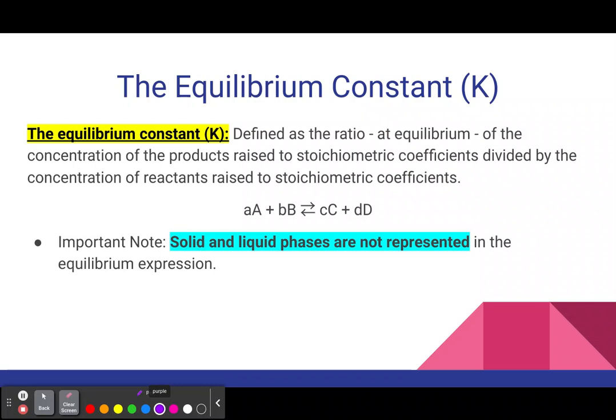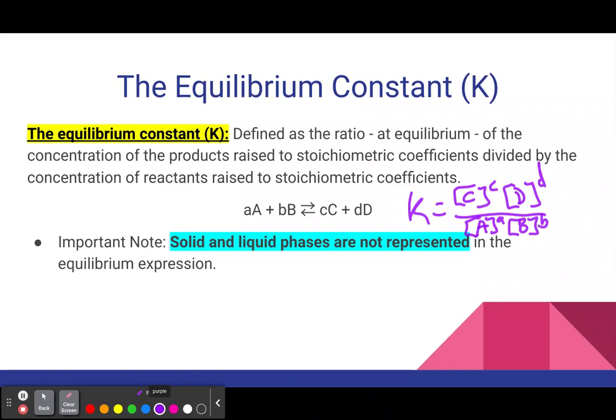So when we're writing this, we're going to say the equilibrium constant K is equal to the concentration of C raised to the lowercase c power times the concentration of D raised to the lowercase d power, all over the concentration of A raised to the lowercase a power times the concentration of B raised to the lowercase b power. And that would be my equilibrium constant for this particular equilibrium.